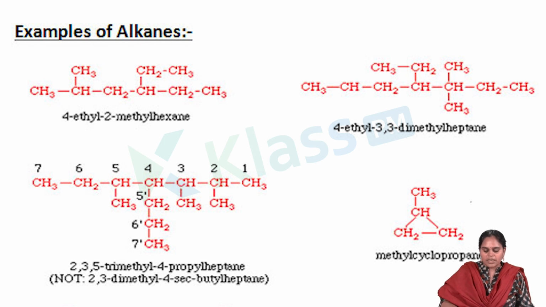See this one, it is formed as a cycle. What is there? This is methyl. Methyl cyclo means it is formed as a cycle. It is a closed one. Cyclopropane: how many carbons are there? 1, 2, 3 carbons are there. So propane.